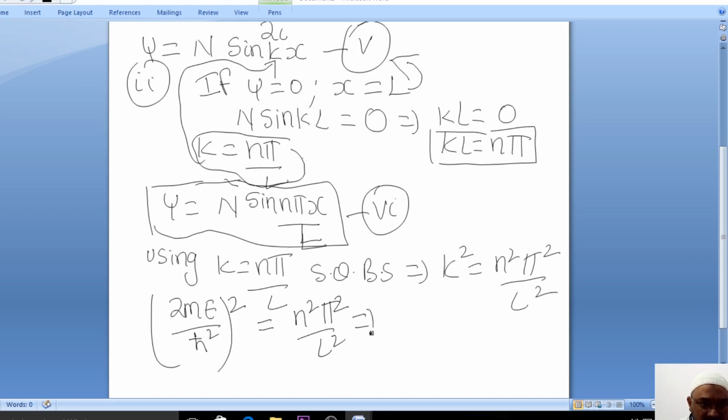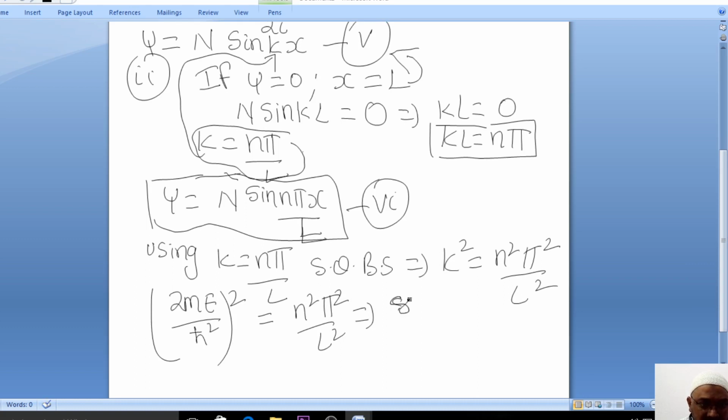So what will this be? This will be equal to 8, right? h bar is h by 2 pi, so 8 pi square mE by h square. This is 2mE by h bar square. The k square value we got is 2mE by h bar square.